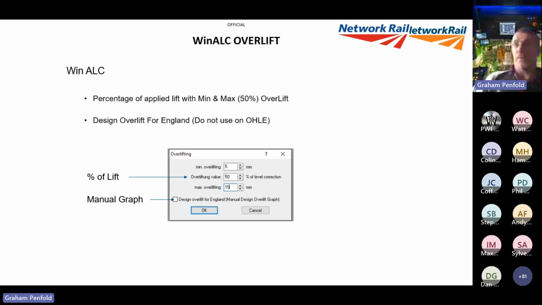So the first one, WinALC, and as I mentioned, the first method's pretty straightforward. It's a percentage of the applied lift or the design lift you want to apply. You can also use it on a measuring one.